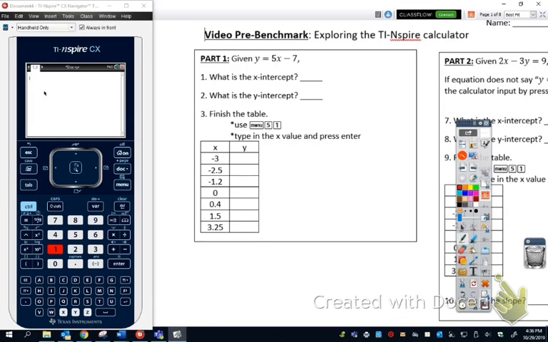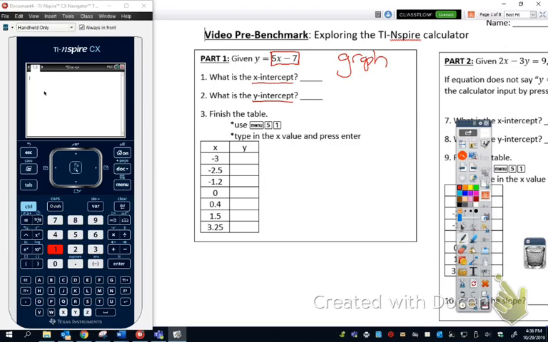In this video, I just want to highlight how to use the calculator, so if you get stuck, you know what calculator resources you have. When you have y equals 5x minus 7 and it asks for the x and y intercept, or it gives you a table, remember that you're going to graph.